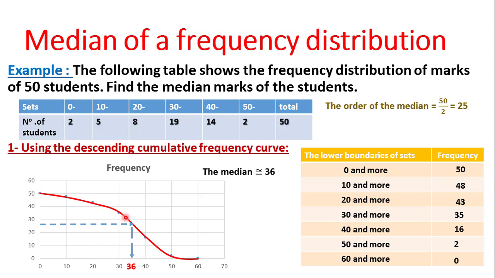You can draw the two curves on the same chart. In this case, the intersection point between the two curves will be the median. Okay, the median will be on the x-axis, which is the sets, and the order of the median will be on the y-axis, which is the frequency.